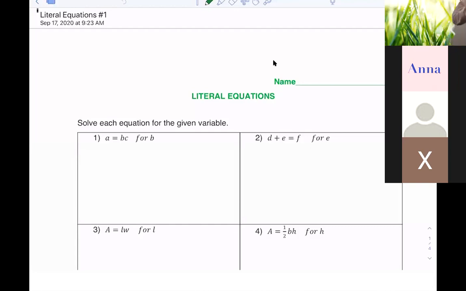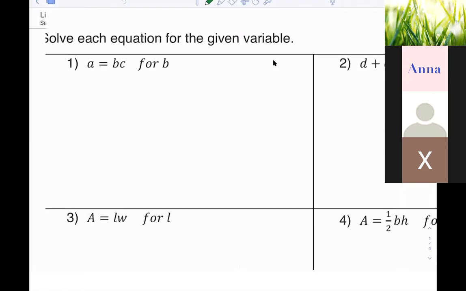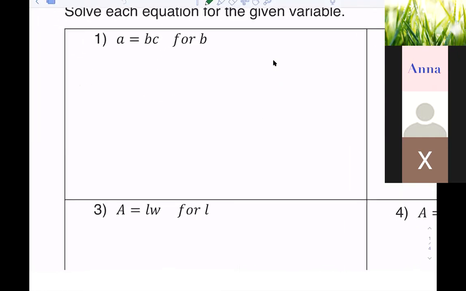Solving each equation for the given variable. All right? So for question number 1, we are solving that equation for b. We're solving for b. Can somebody tell me what it's solved for right now? It's solved for what? It's solved for a, actually. The one that it's solved for means that it's isolated by itself. All right? So I'm trying to solve for b. That means I'm trying to get b by itself.